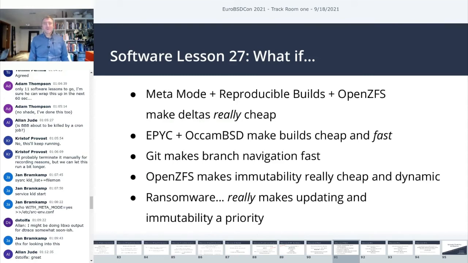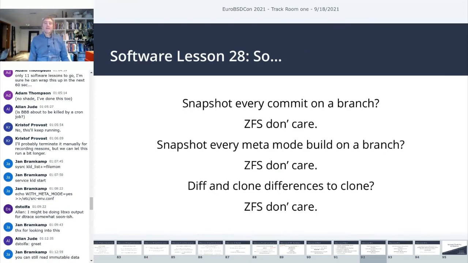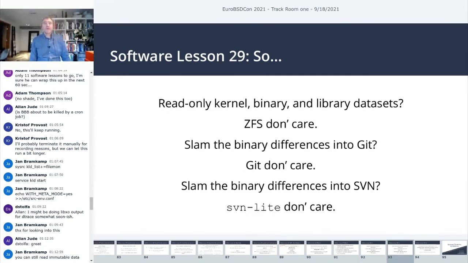And of course, ransomware. If you look at ransomware mitigation, the number one suggestions are stay up to date and make things immutable because, hey, it's hard to encrypt stuff that you can't write. So that's been a good motivator. You can catch my SNIA talk this month on that topic and ZFS. But looking at all this, stepping back: snapshot every commit on a branch, ZFS doesn't care. It'll handle that. Snapshot meta mode as you go, ZFS doesn't care. Diff and clone each of those builds, tools don't care. Rsync binary diff is actually kind of useful, and probably call it binary diff. So, let's see.